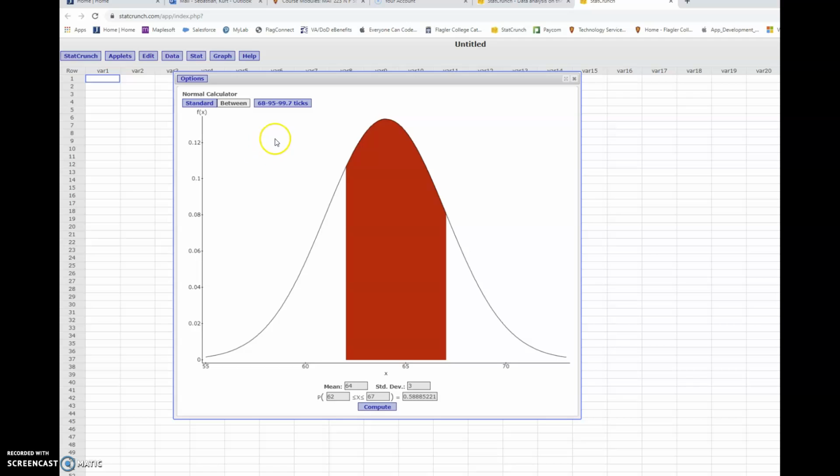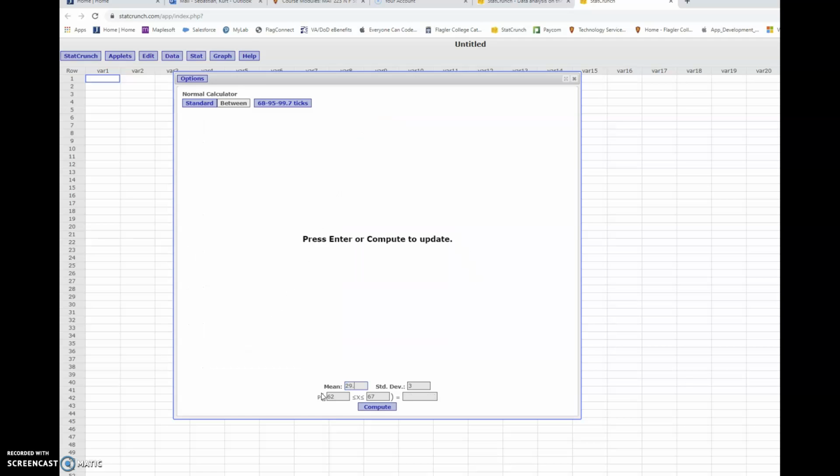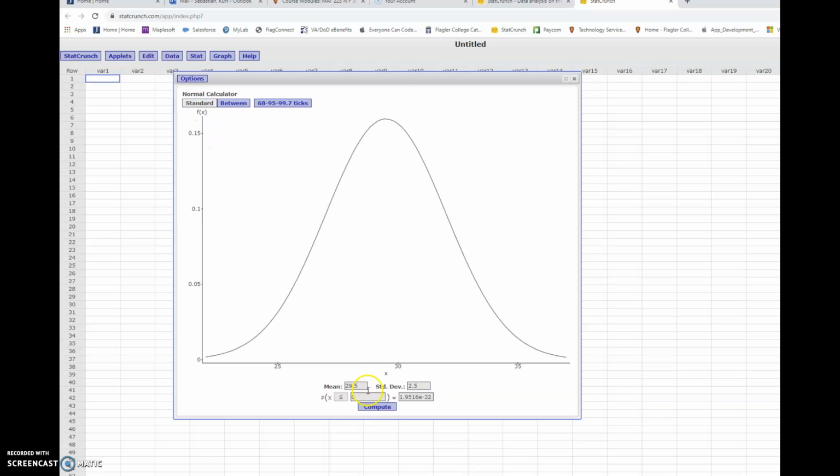So I'm going to go ahead and edit this, except now I have to change my mean to 29.5. And my standard deviation is 2.5. And now I don't want x between two numbers. I want it greater than something. So I'm going to go standard. Okay, so I want x to be greater than.